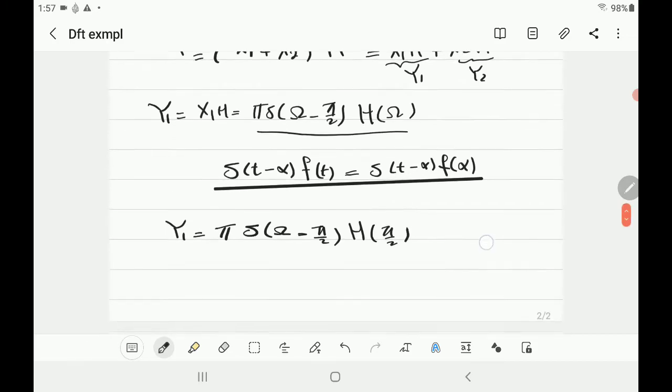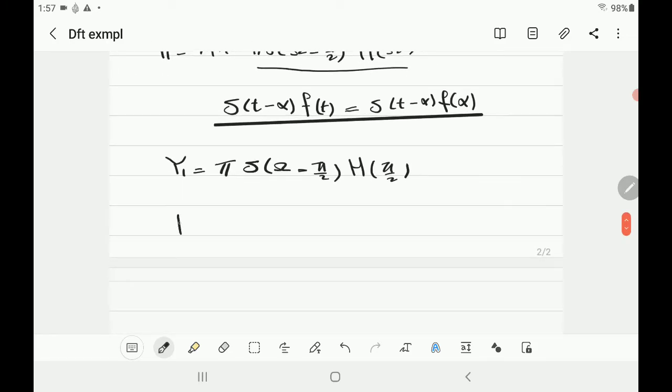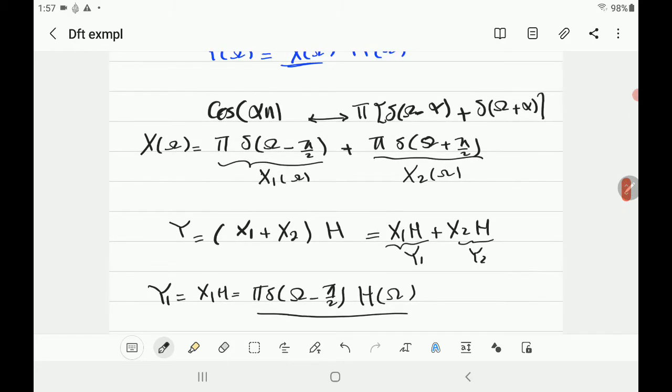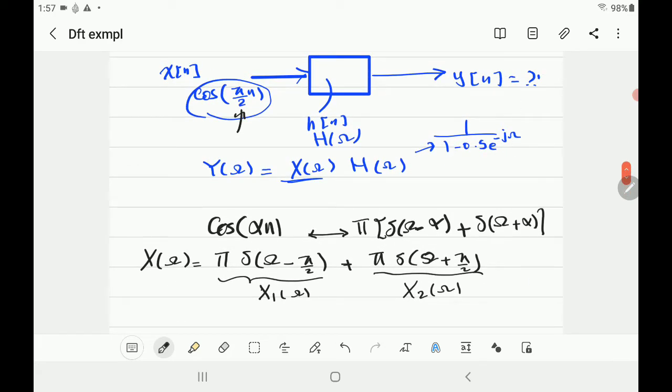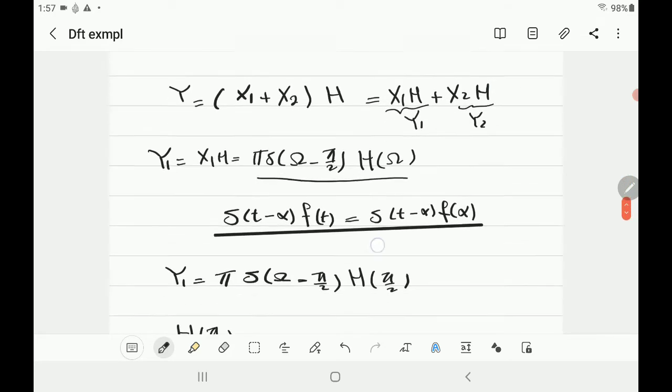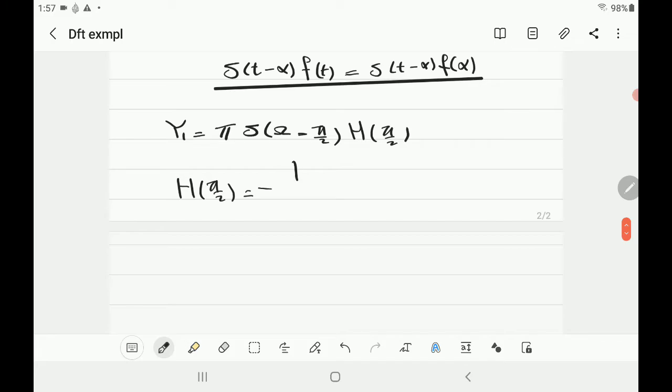All right. Now let us look at what H of pi over 2 is. First, you have to write the expression for H. I have H here, right here. Yes, that's H. 1 over 1 minus 0.5 e to the power minus j omega. Now, omega, I'm going to replace it by pi over 2.